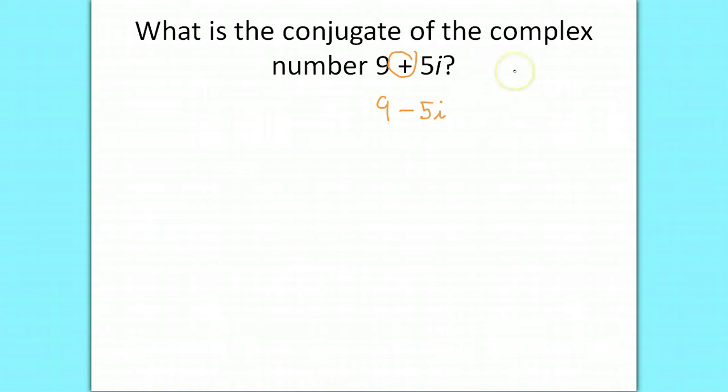If it were the opposite, you would do the opposite thing. So let's say you had 10 minus 5i. The conjugate of that would be 10 plus 5i. So it's really easy to remember. You just have to know the rule. All you do is change the sign to the opposite. Everything else stays the same.